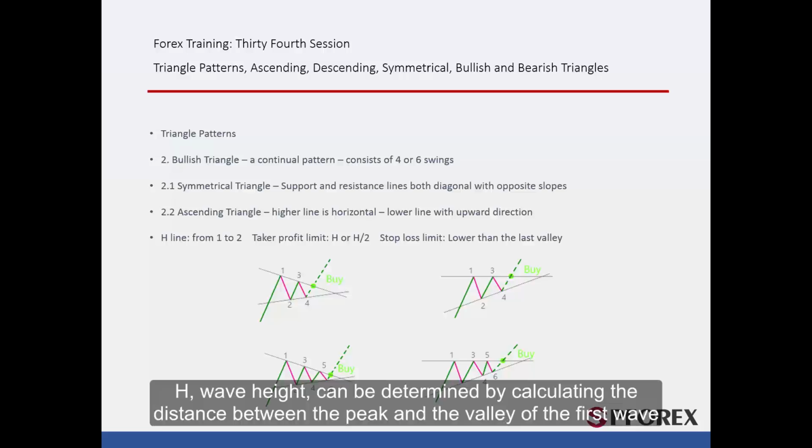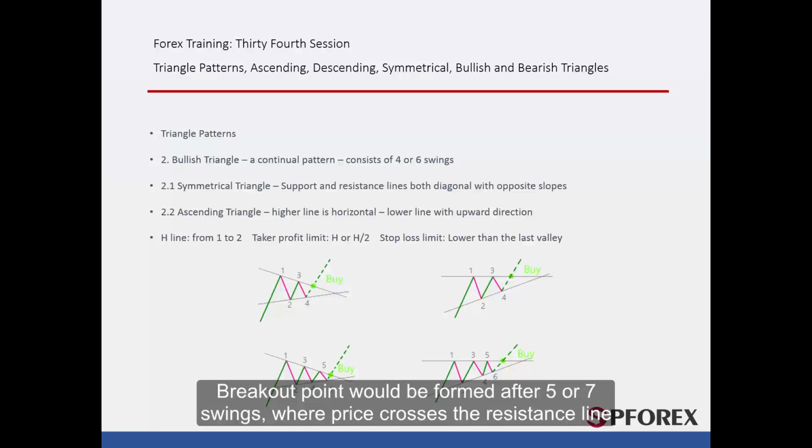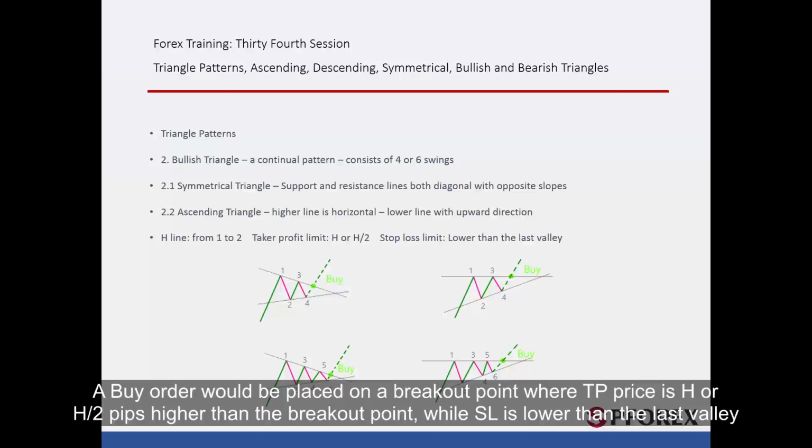H, wave height, can be determined by calculating the distance between the peak and the valley of the first wave, swing between number 1 and 2. Breakout point would be formed after 5 or 7 swings, where price crosses the resistance line. A buy order would be placed on a breakout point where TP price is H or H2 pips higher than the breakout point, while SL is lower than the last valley.